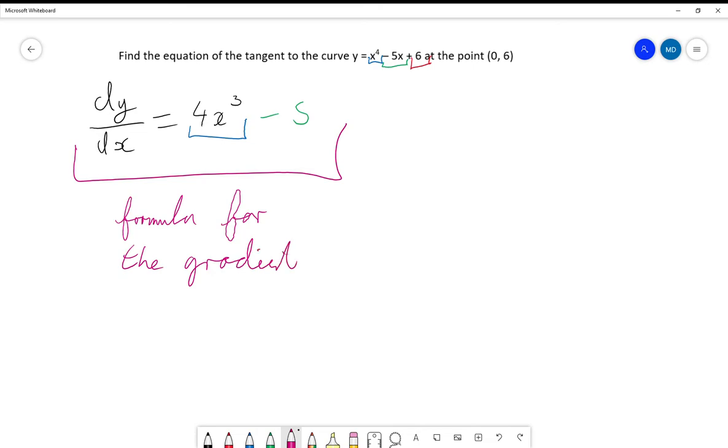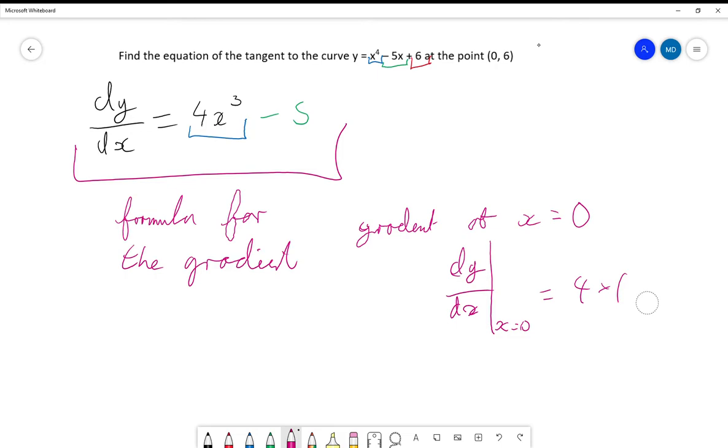And so the gradient at x equals 0, because we're looking at x equals 0, is going to be dy by dx evaluated at x equals 0, and this is often how you write evaluated at a particular point. That is going to be equal to 4 times 0 cubed minus 5, which is equal to minus 5. And so the gradient at x equals 0 is minus 5.